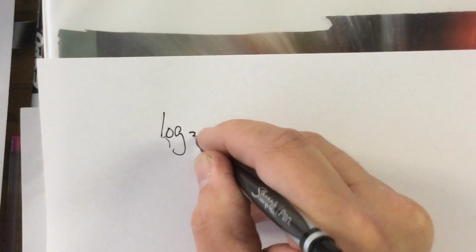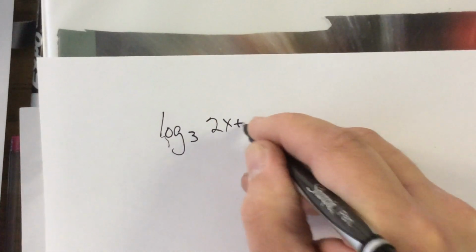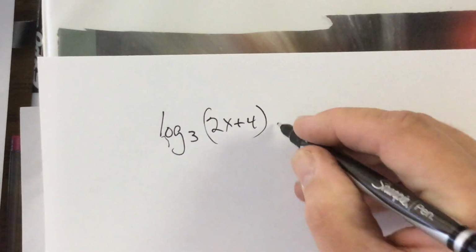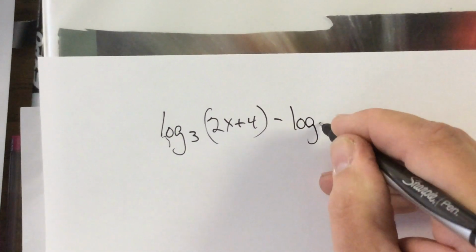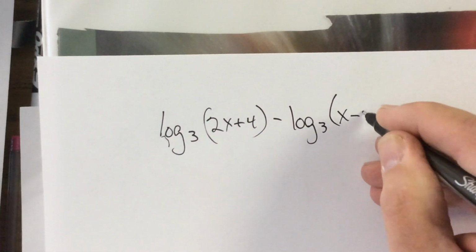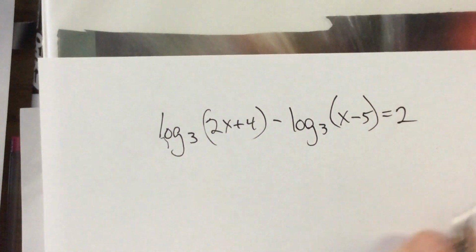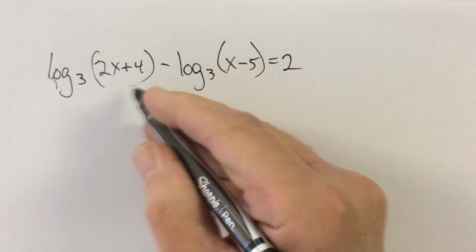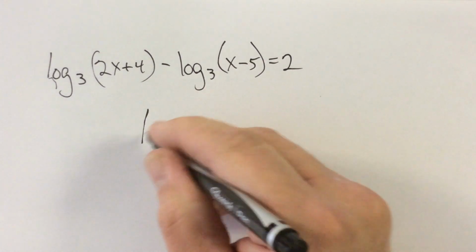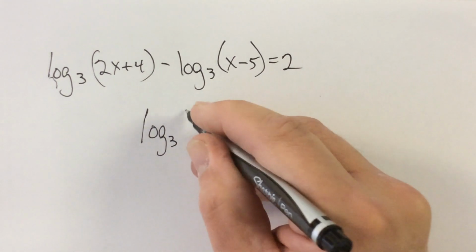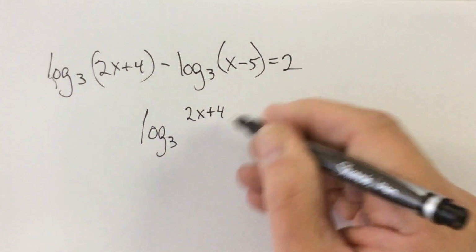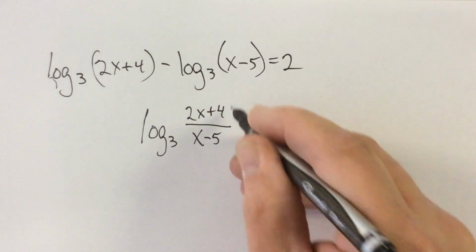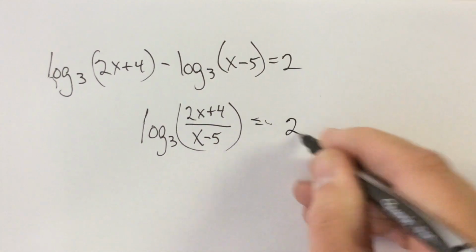And then finally, we have log base 3 of 2x plus 4 minus log base 3 of x minus 5, all of that is equal to 2. This means there's division happening here. Log base 3 of 2x plus 4 over x minus 5 is equal to 2.